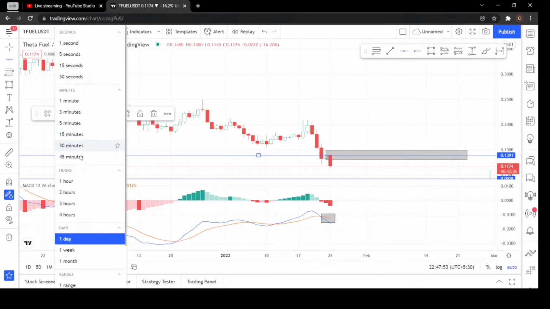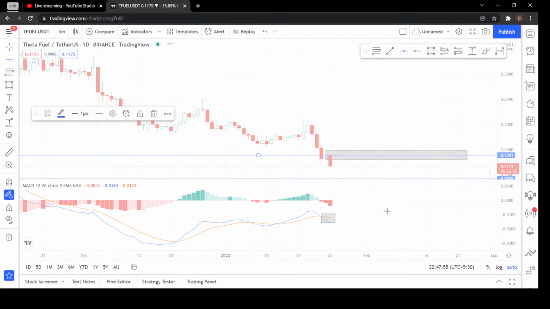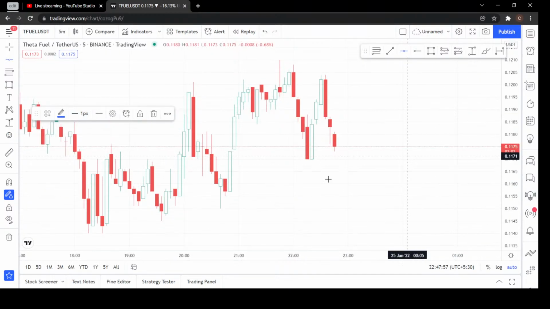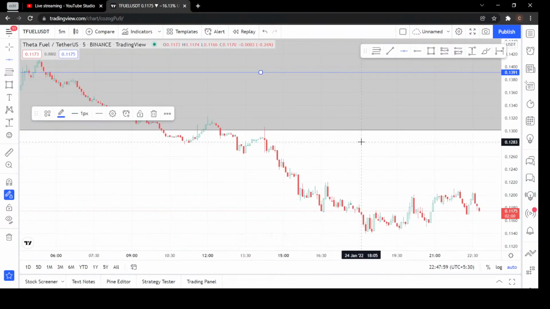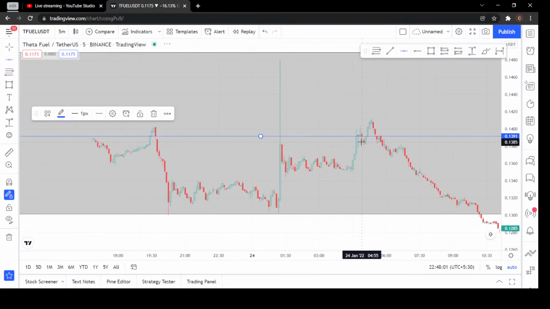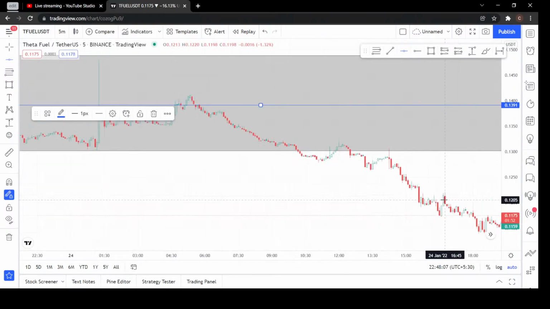If you go to, let's say, the 5-minute chart, let's close MACD now since we have already checked this. We have already mitigated here. See, the order block was made from here to here. We took the liquidity here, mitigated from here, and then we went down.